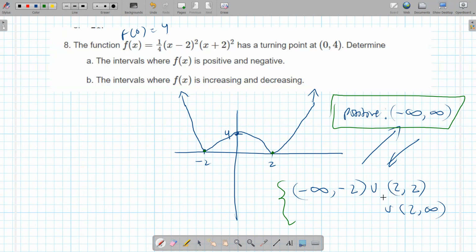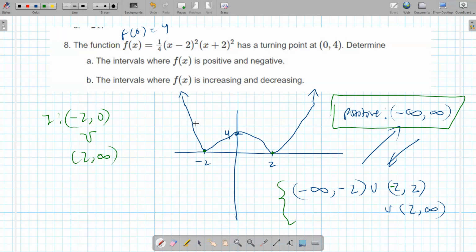So would it be -2 and 2? My bad, this should have been a negative. Now what about increasing? For a fact, you don't include those points, because only increasing counts. At this point, it's neither increasing nor decreasing. So increasing is gonna be from -2 to 0, exclusive. It's increasing there, and it's also increasing from 2 to positive infinity. The union is to separate the different intervals.